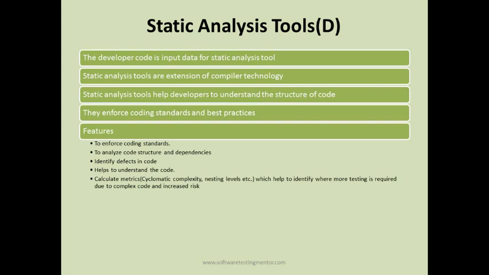Then the last and most important feature that's provided by static analysis tools is calculating the metrics. For example, cyclomatic complexity or nesting levels of the code, which help you to decide the complexity of the code that is being written. If the code is very complex, then it will help you to redesign the code and see if the complexity is reduced, because the more complex the code is, the more testing is required for that code. So these are some of the features provided by static analysis tools.